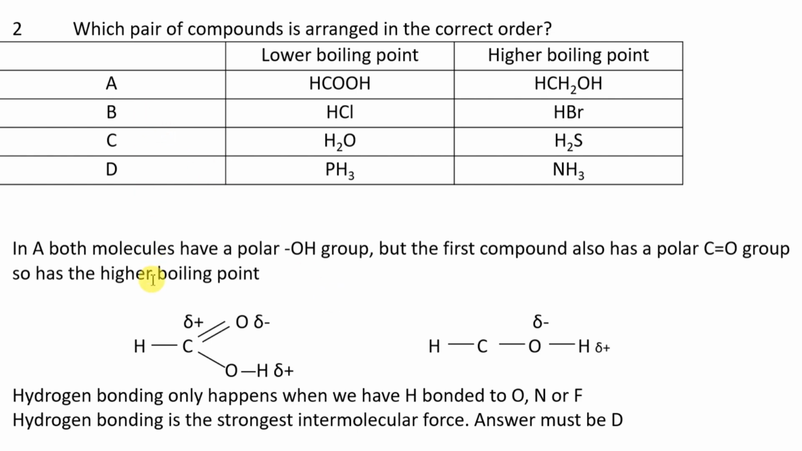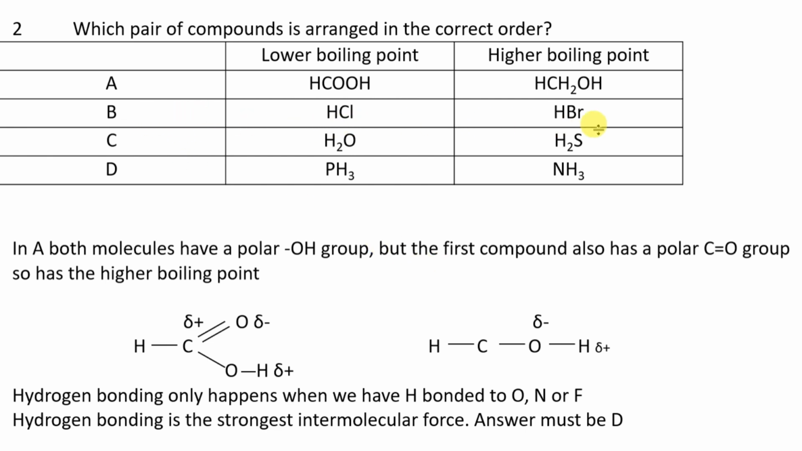Of the other options, I'm looking for hydrogen bonding. That would be my quick jump to, and it only happens when we have hydrogen bonded to oxygen, nitrogen or fluorine. Again, that very useful rule. I've got hydrogen bonding in the second option. NH3, ammonia, will have the higher boiling point. Answer is D. For the other two, my hydrogen bonding is in the wrong option. It's in H2O. H2O will have a higher boiling point than H2S.